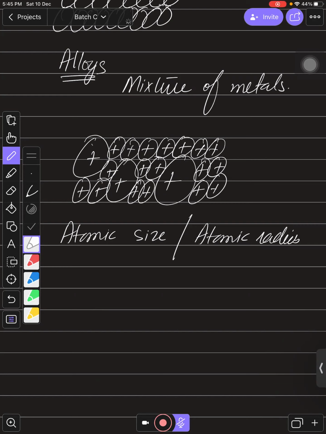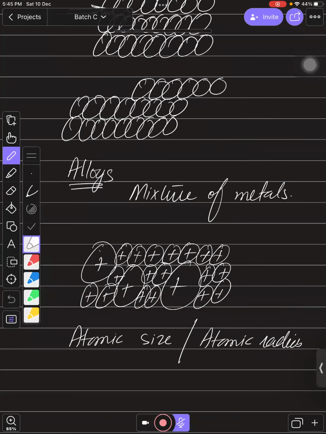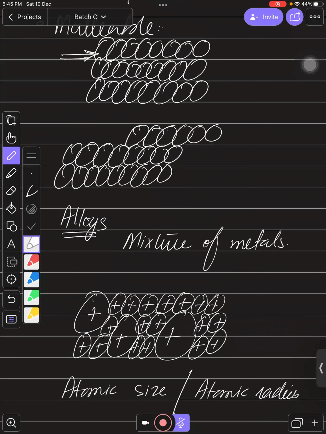Bonds कहाँ से आ गए इसमें? Now the layers cannot slide over each other because due to the difference in atomic size, the layers are disturbed. When the layers are disturbed, then they cannot slide over each other. That is why they become strengthened alloys. But if we talk about malleability, it is a property of metals. This is all the movement of layers over each other.